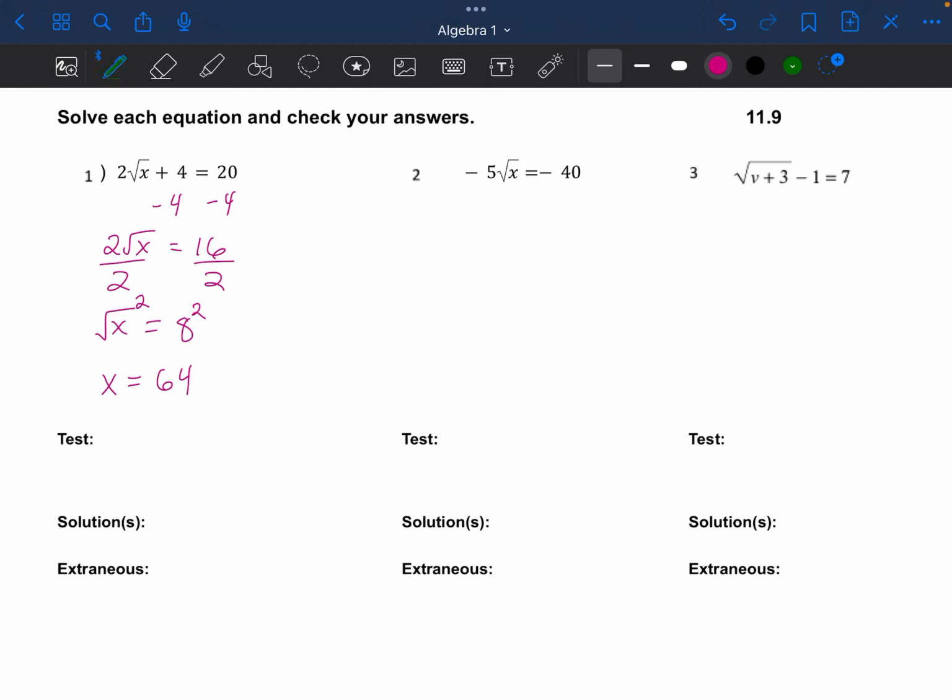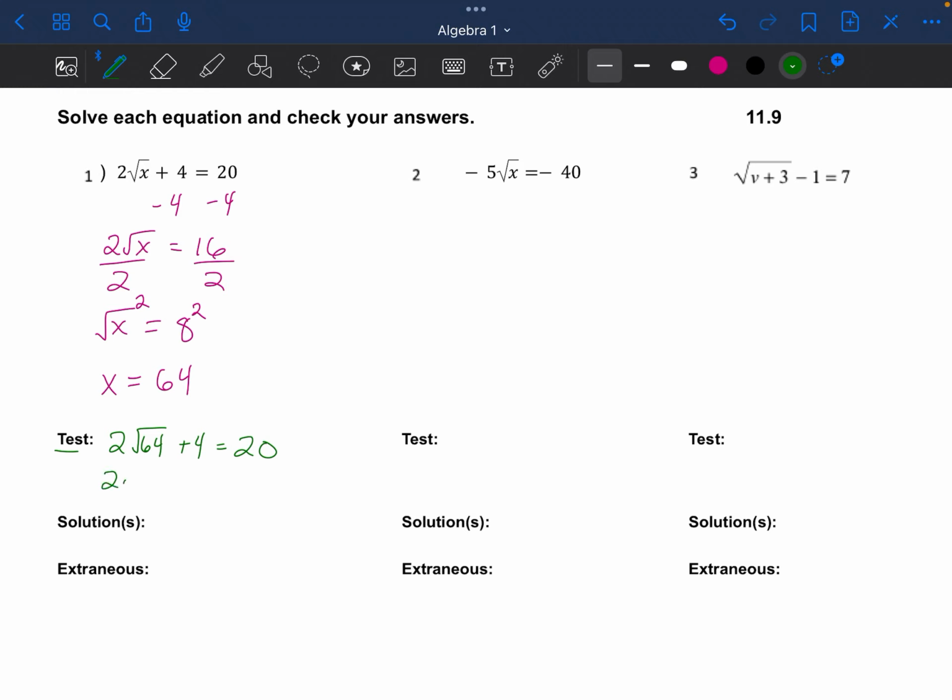All right, we're not completely done because, as you know, we have trick solutions with square roots called extraneous solutions. So you always have to go back and check your answer or test it. That's what I've got here: 2 square root of 64 plus 4 equals 20. We have to go in reverse order from what we did to solve. So I'm going to start inside the square root.